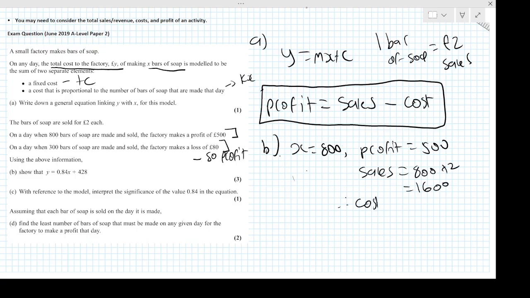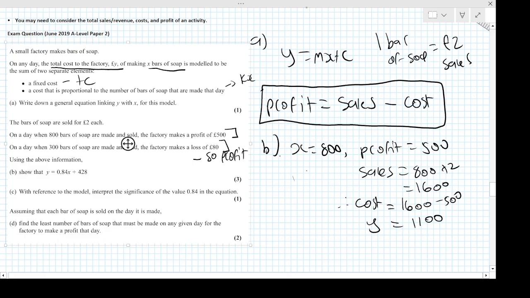Therefore, the cost then is, if you rearrange this highlighted equation here, cost is sales minus profit. So it's 1,600 take away 500. That's going to get me 1,100. And that's going to equal y, because y is the total cost, okay?